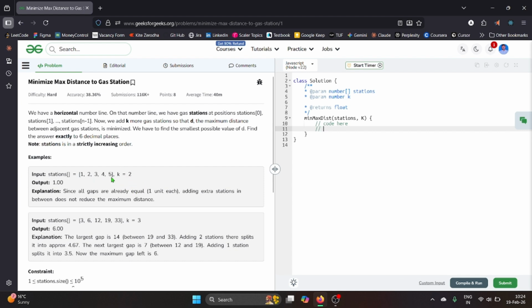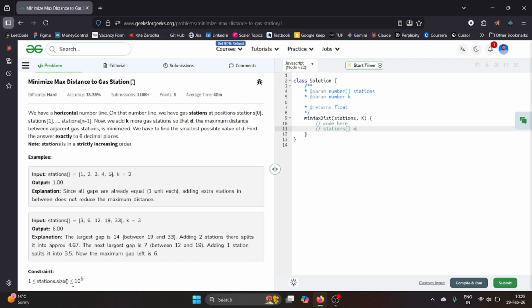So in this question, we should put them outside of these stations. The next station will be at the sixth position and the next one will be 7. Understood? The main motive is to find the minimum distance so that we can minimize the distance between two stations. The explanation also says that since all gaps are already equal, adding an extra station in between does not reduce the maximum distance. So let's take another example for better understanding of our problem statement. Station is our array.